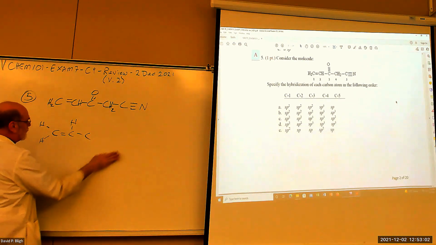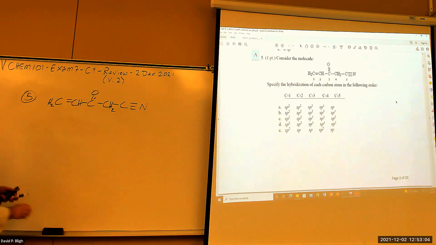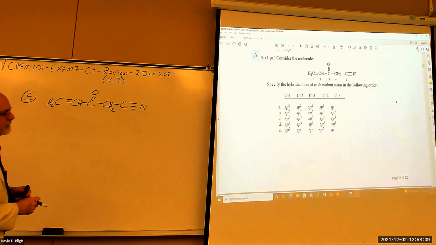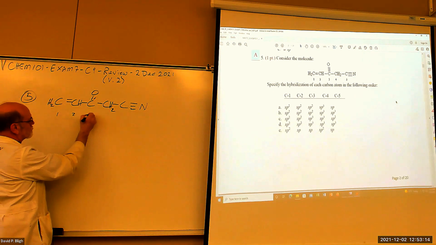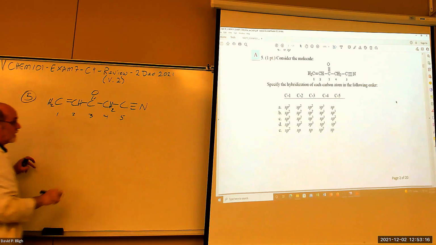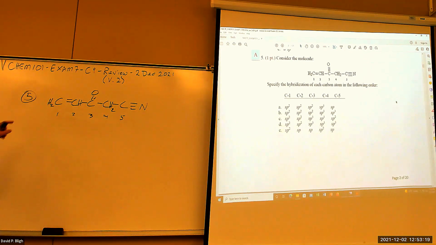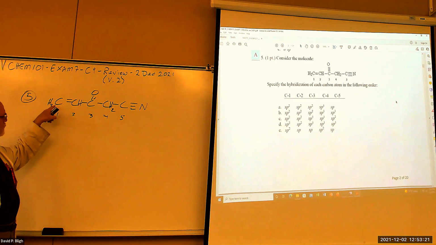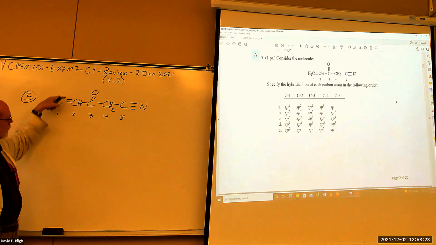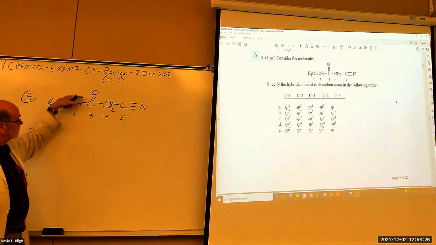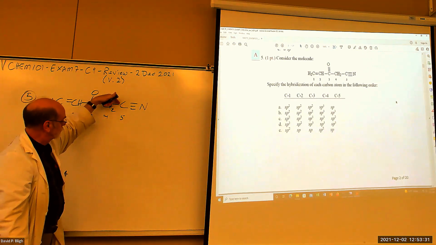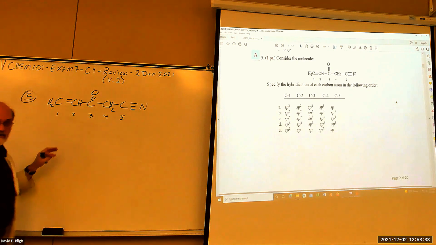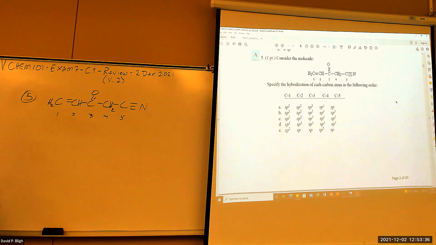Okay. All right, let's see what the question is. Specify the hybridization of each carbon in the following. So this is 1, 2, 3, 4, 5 carbons. So really, all we have to do is be sure that the carbons have no lone pairs. It looks like that's 2, 4, 6, 8, 2, 4, 6, 8, 2, 4, 6, 8, 2, 4, 6, 8. So all the carbons have octets. We have no lone pairs to deal with.